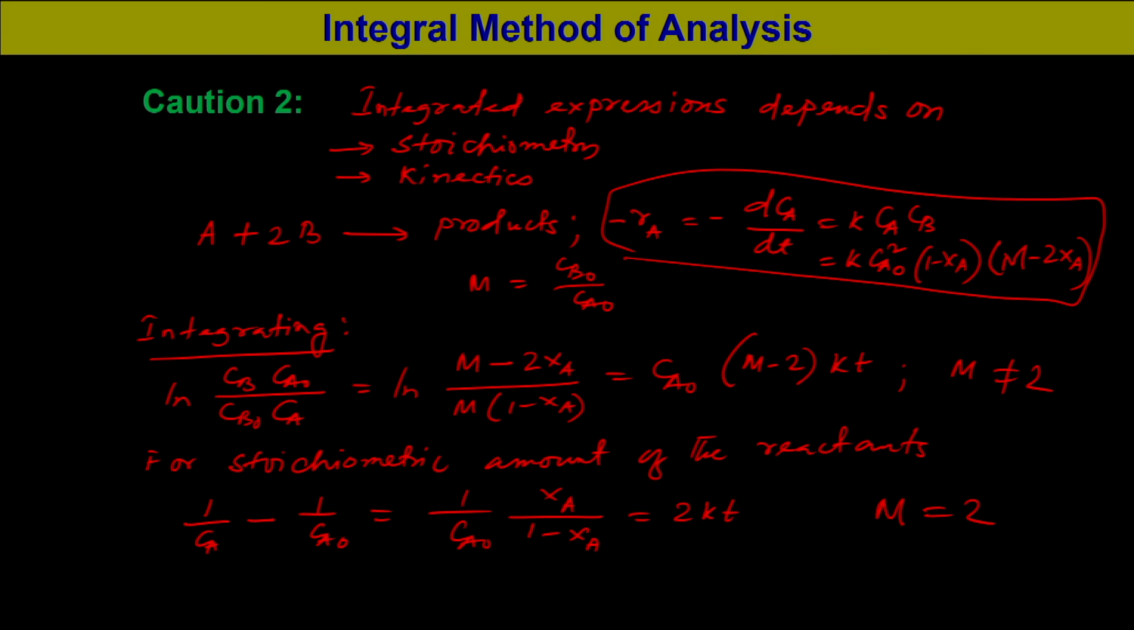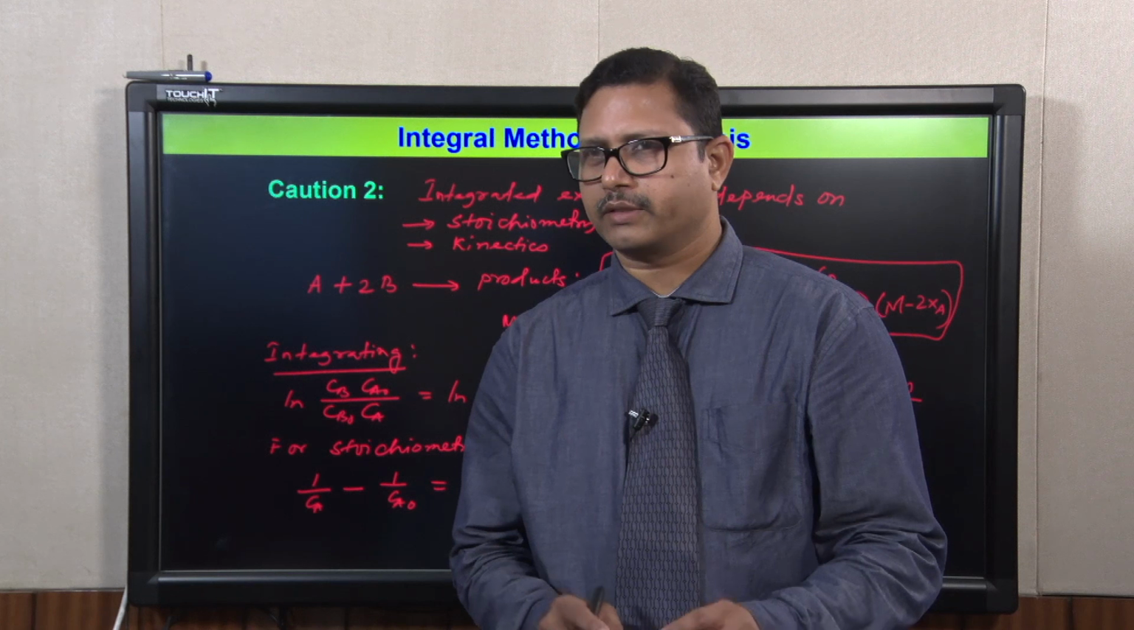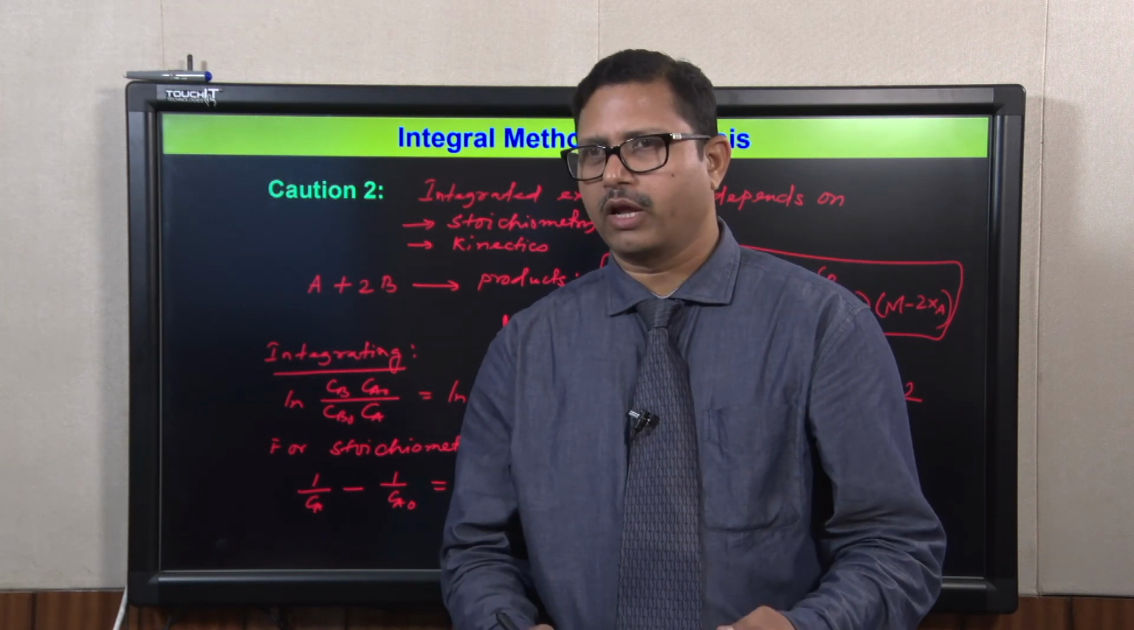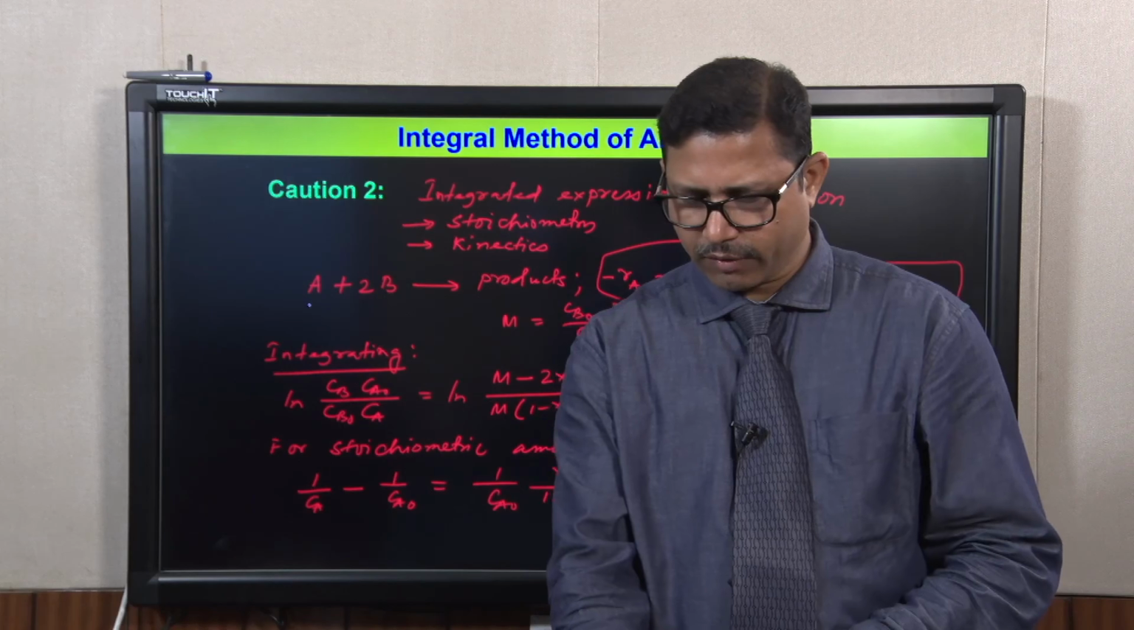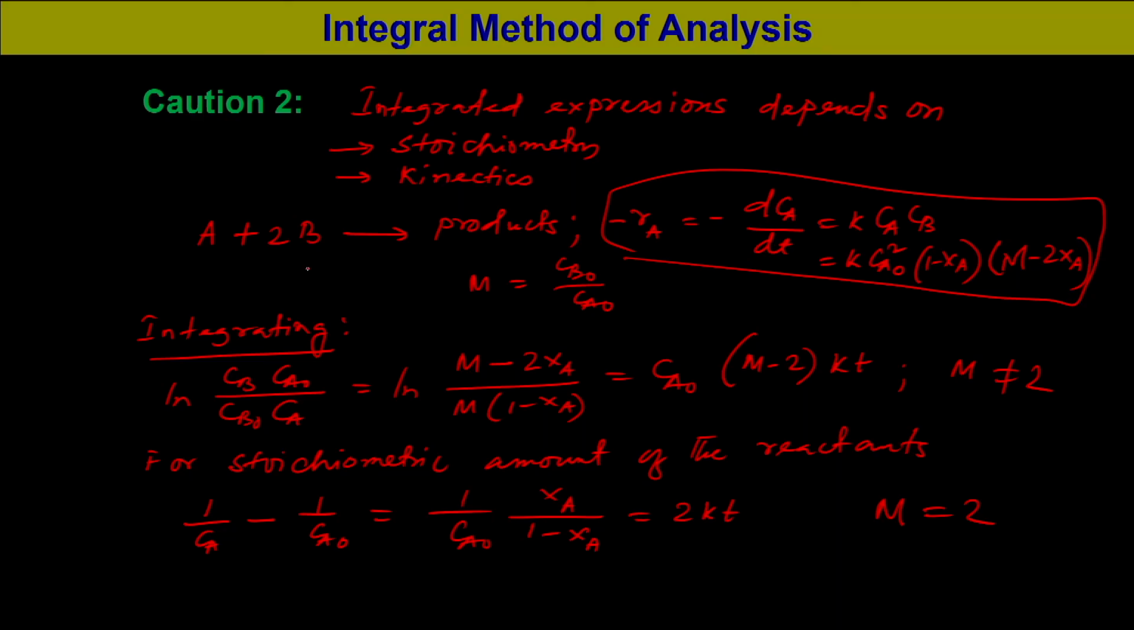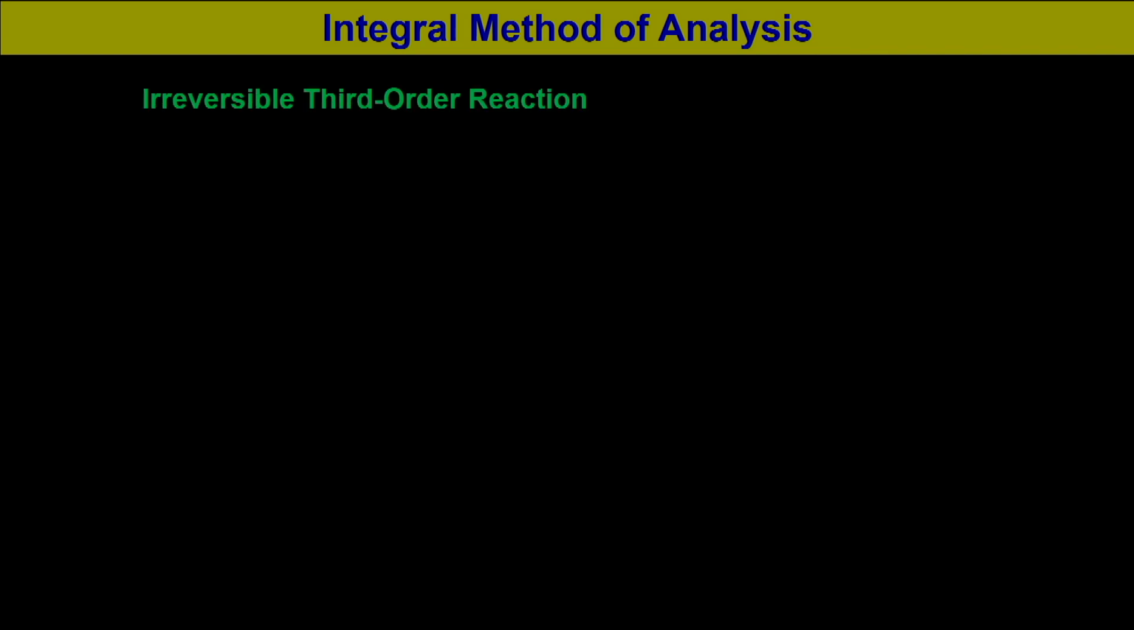So, from here we can see that both stoichiometry and the reaction kinetics matter. This is for non-elementary reactions: the reaction of A and twice B producing products is considered non-elementary, because we have considered it as a second order reaction. Now, if we consider an irreversible third order reaction, let us take an example. Say the reaction is A plus B plus D producing products.